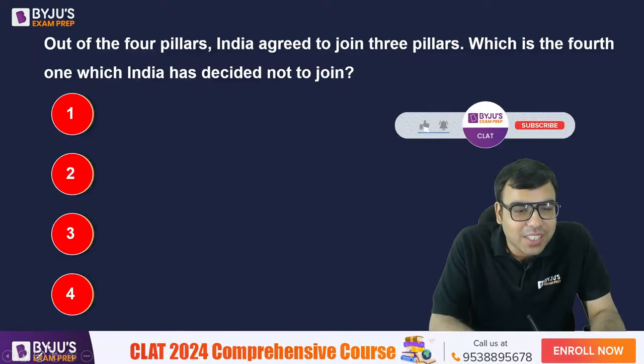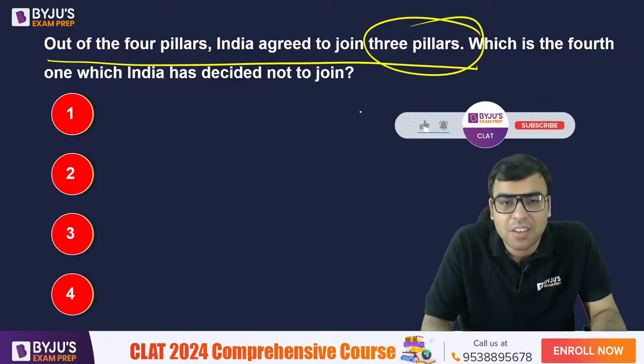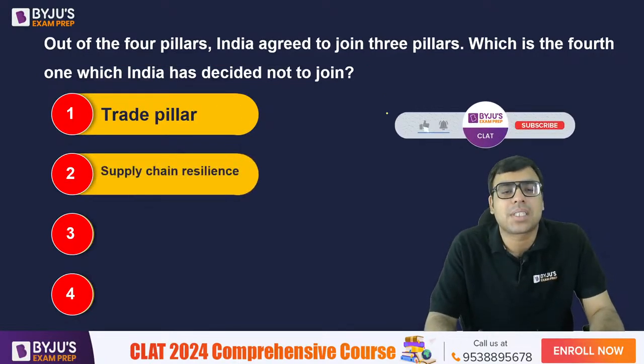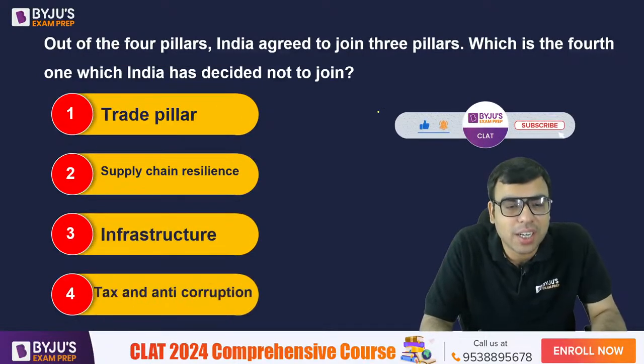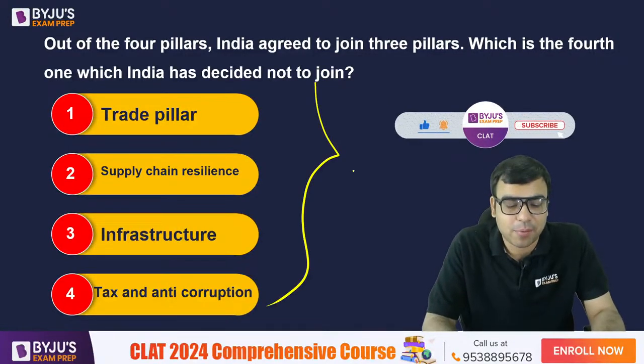So now this is the question for you. Out of the 4 pillars, India agreed to join 3 pillars. Which one of the following has India decided not to join? Trade pillar, supply chain resilience, infrastructure, टैक्स एंड एंटी करप्शन. इन 4 में से 1 को इंडिया ने नहीं ज्वाइन किया. आपको बताना है कौन सा है वो.